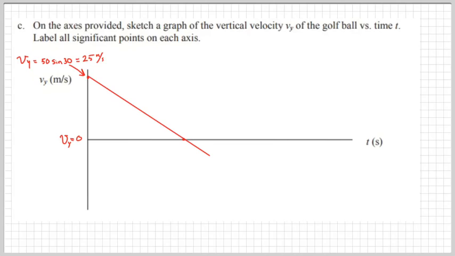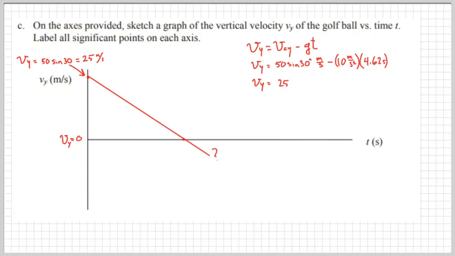So where does it exactly end up in terms of its velocity? Well, to figure that out, I can use my kinematic equations. I have a final velocity in the y direction that's equal to an initial velocity in the y direction minus gt. And again, I'm going to use 10 as my g. And I have 50 sine 30, which is just 50 times 1/2. That's my initial velocity in the y.